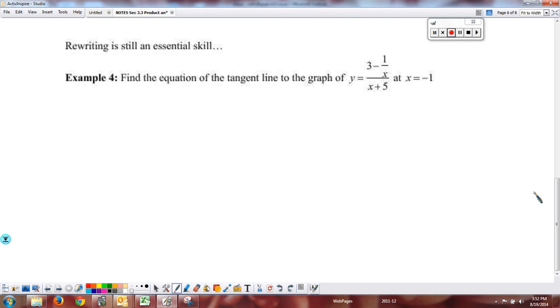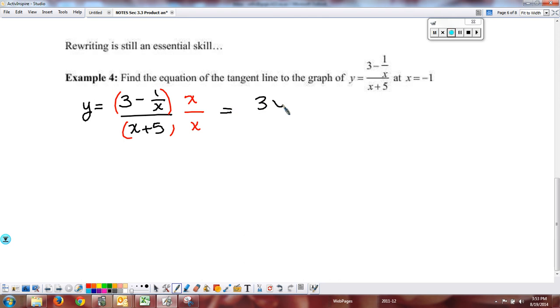Sometimes we still have to rewrite, even though we have this. This is really a complex fraction. So the idea is we're not going to really like that in this form. And so when we rewrite it, what I'm going to do is go ahead and get rid of the complex fraction, because you really don't want to do a quotient rule within a quotient rule. What I'm going to do is utilize the technique of using the LCM. So I'm going to multiply by a form of 1. I'm going to multiply by x over x, simply to get rid of the fraction that I have in the numerator. That's going to give me 3x minus 1 over x squared plus 5x, and that's a pretty good form for you to take your derivative.